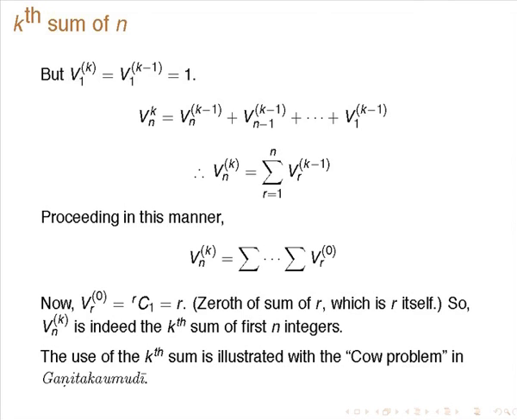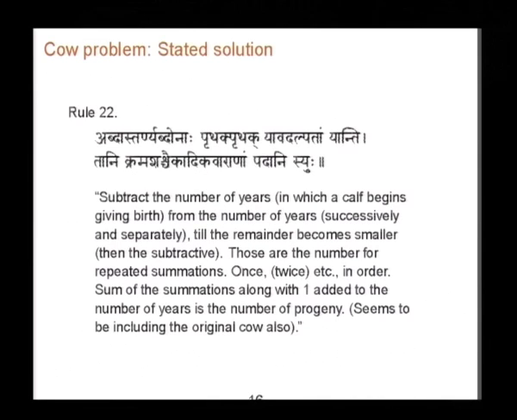Now this is illustrated with a very famous cow problem in Ganitakaumudi. Very interesting problems. Abdas taranyab donaha unaha prutak prutak yavad alpatam yanti tani kramashash chaikadika ekadika varanam padani syuhu. He gives the solution itself first.